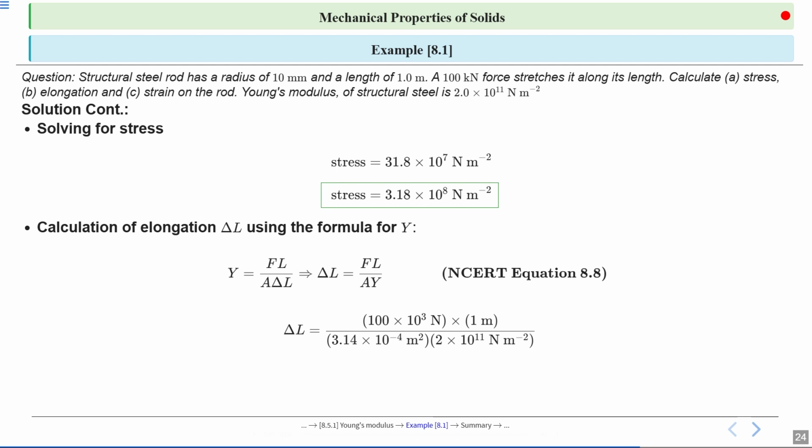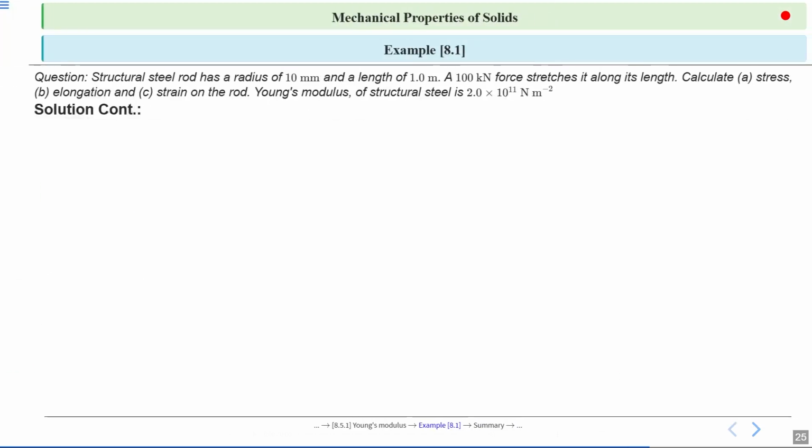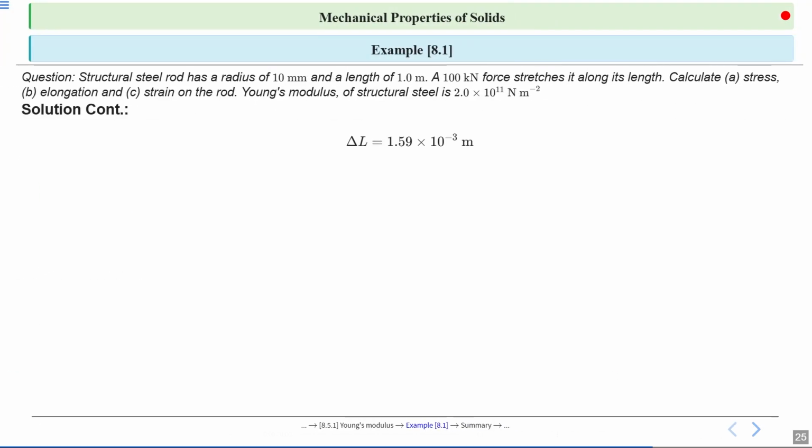Alright, so solving this, we will get delta L. So let's focus on the elongation, which is the increase in length of the rod when the force is applied. So delta L is equal to 1.53 into 10 raised to the power minus 3 meter. So delta L is approximately 1.59 mm. So the rod stretches by about 1.59 millimeters under the applied force.